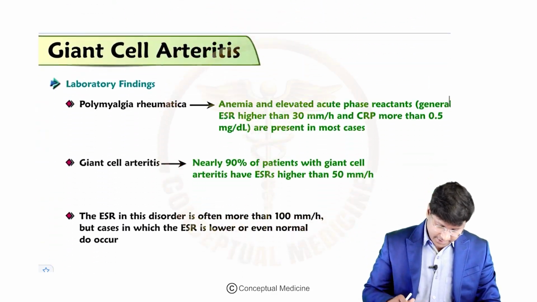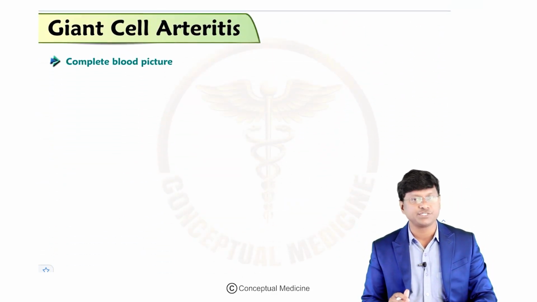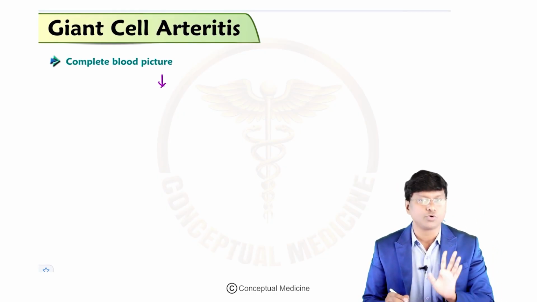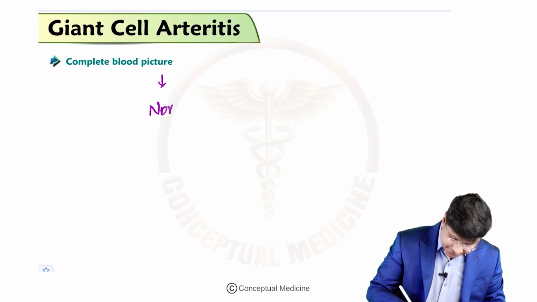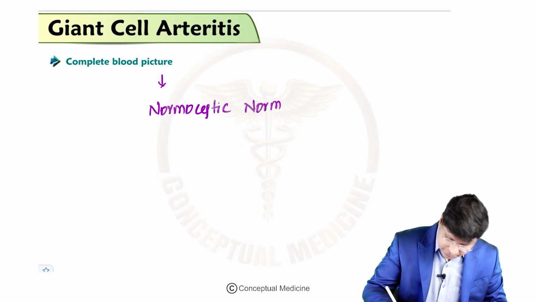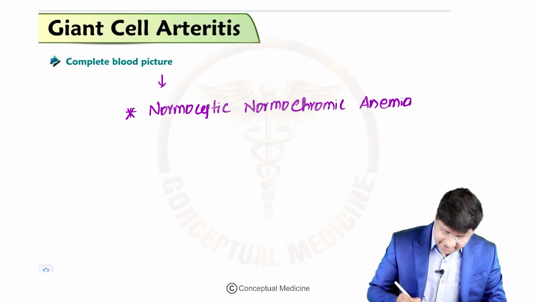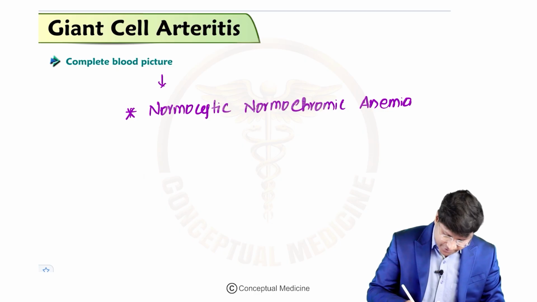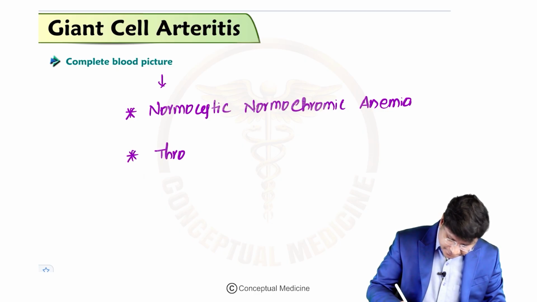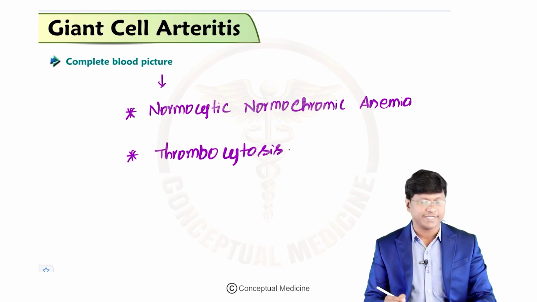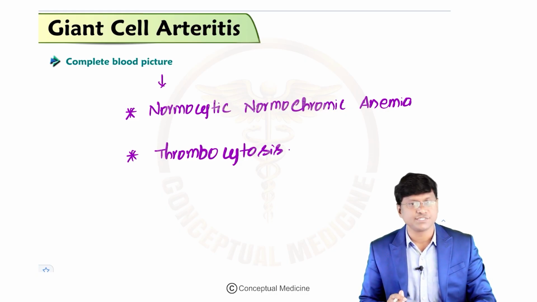And if you take the complete blood picture in patients with giant cell arteritis, they have normocytic normochromic anemia. That is the complete blood picture in patients with giant cell arteritis, and there can also be development of thrombocytosis.